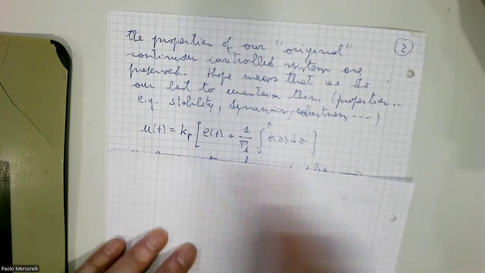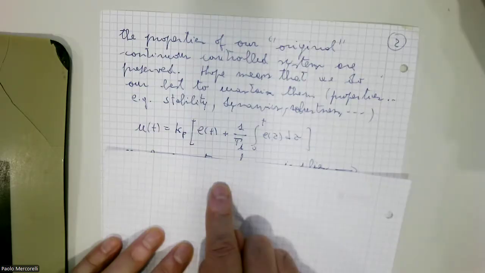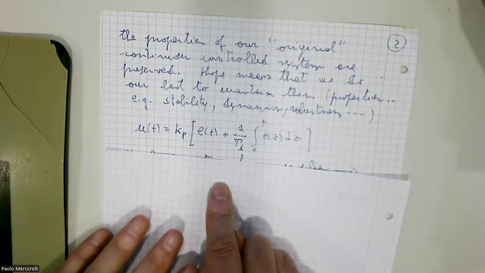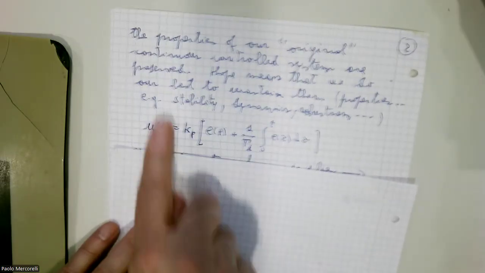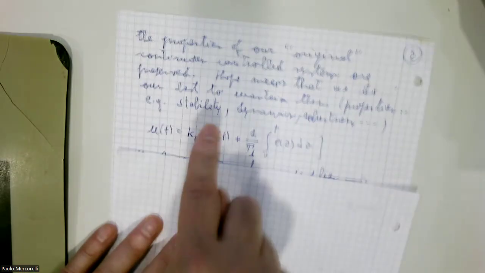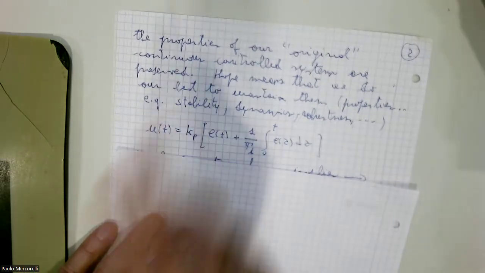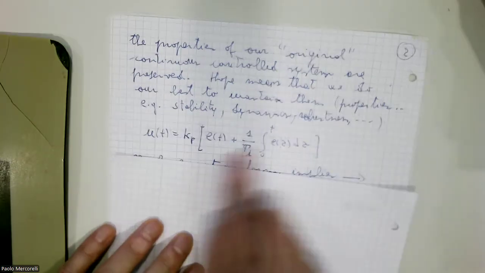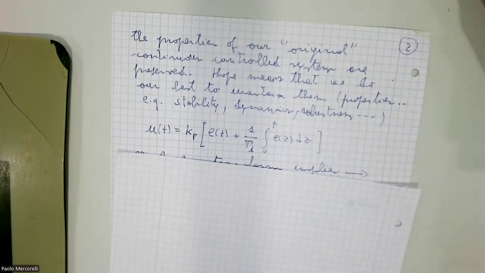This is the system which I want to discretize, excuse me. And of course, we hope that after the discretization, the stability in particular, but also the dynamics and its robustness, are preserved. Preserved means that they remain, more or less. But of course, we can understand very well that it could happen that the performance will always deteriorate.